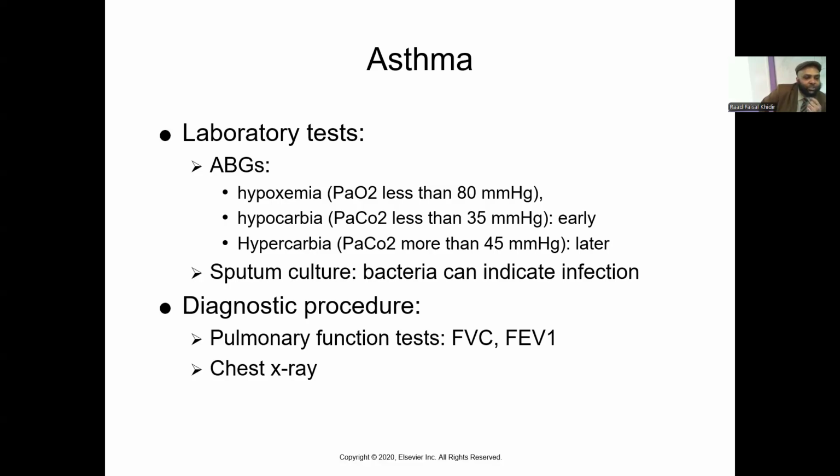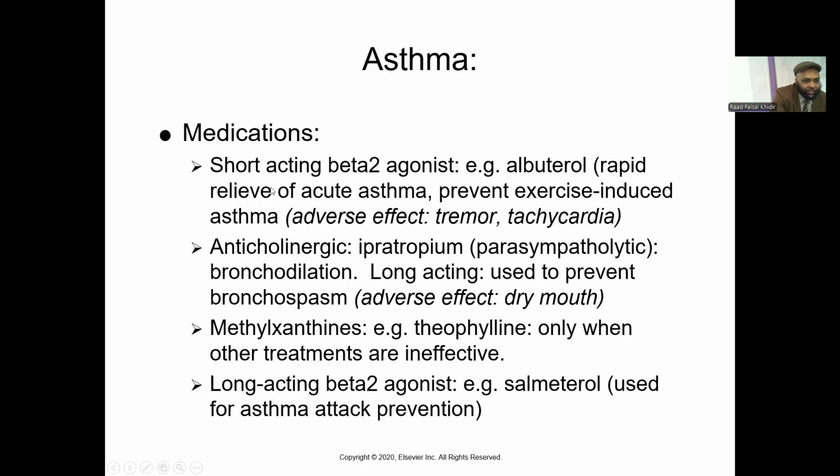So diagnostic procedure or pulmonary function test where the forced vital capacity and the forced expiratory volume in the first second are evaluated, and then we examine the chest x-ray. Medications, you have the short-acting beta-2 agonist, and those are the albuterol as a rapid relief of acute asthma, prevent exercise-induced asthma, and adverse effects are tremor and tachycardia. Tremor and tachycardia.